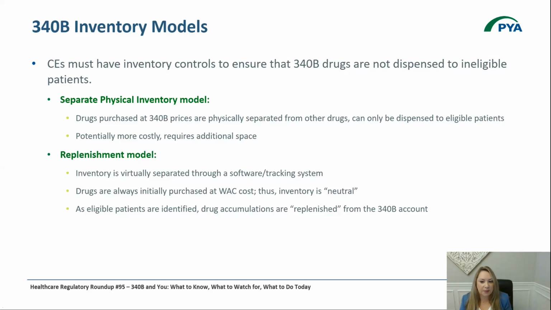Sometimes then we will see a separate physical inventory model. Some of our grantee clients will have, within their drug closet or their room, a shelf where everything on this shelf was purchased on 340B, and everything on the shelves below it was not. So they'll have some physical distinctions there. But generally speaking, the vast majority of covered entities have a replenishment model where inventory is separated virtually.